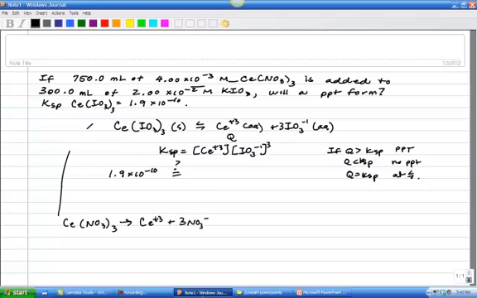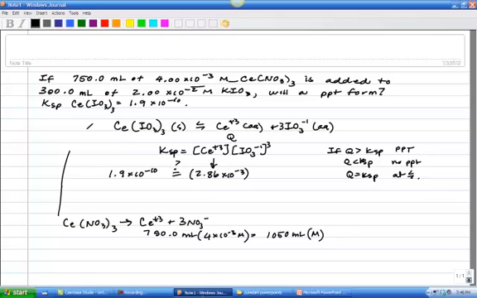So we have to calculate the molarity of cerium once mixed. I tend to use MV equals MV, meaning that with 750 milliliters of the 4 times 10 to the negative 3 molar, that's the concentration of the molarity there. But what is it when it's 1,050 milliliters? What is the molarity at that point? And I got that number by adding 750 and 300. So when I calculate that, I actually got 2.86 times 10 to the negative 3. So that's the concentration of cerium.